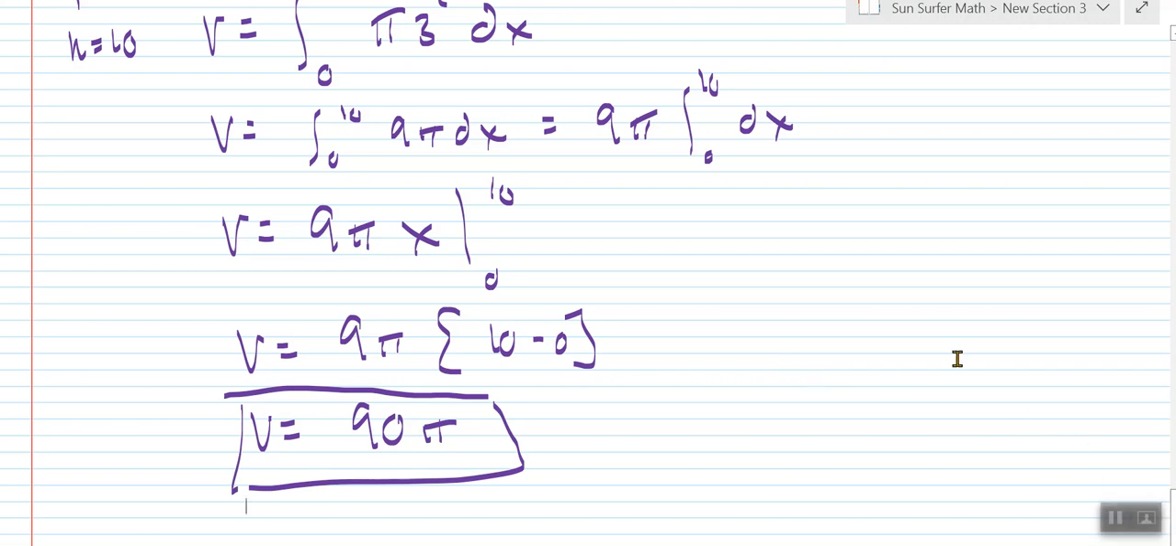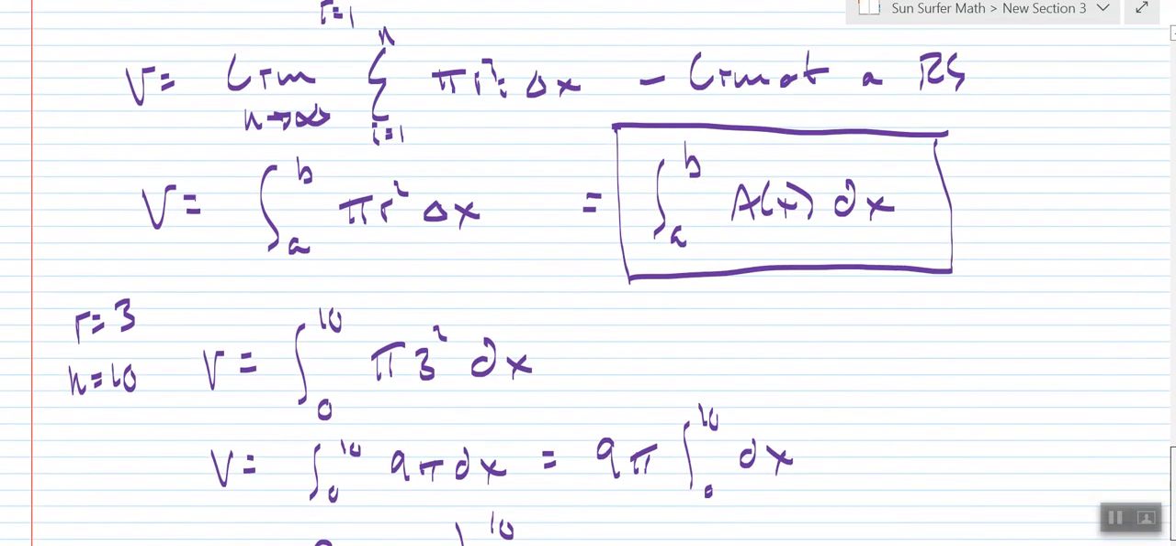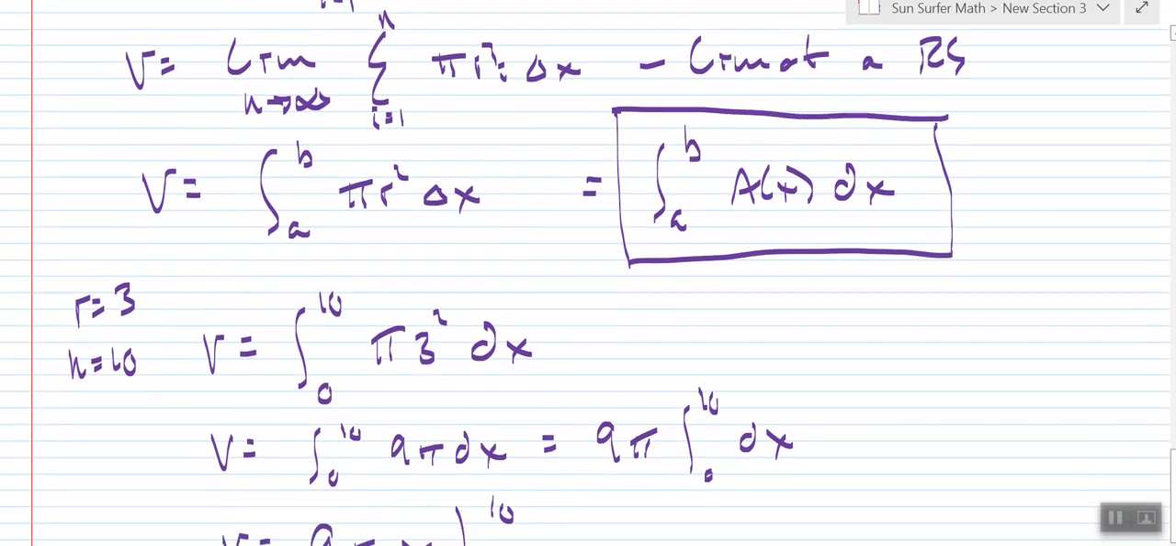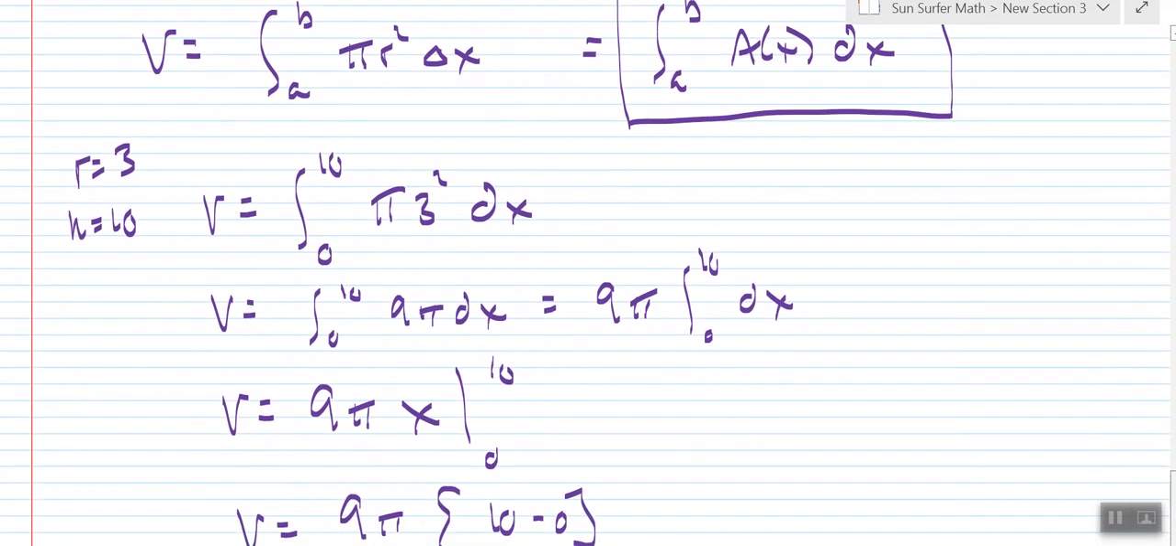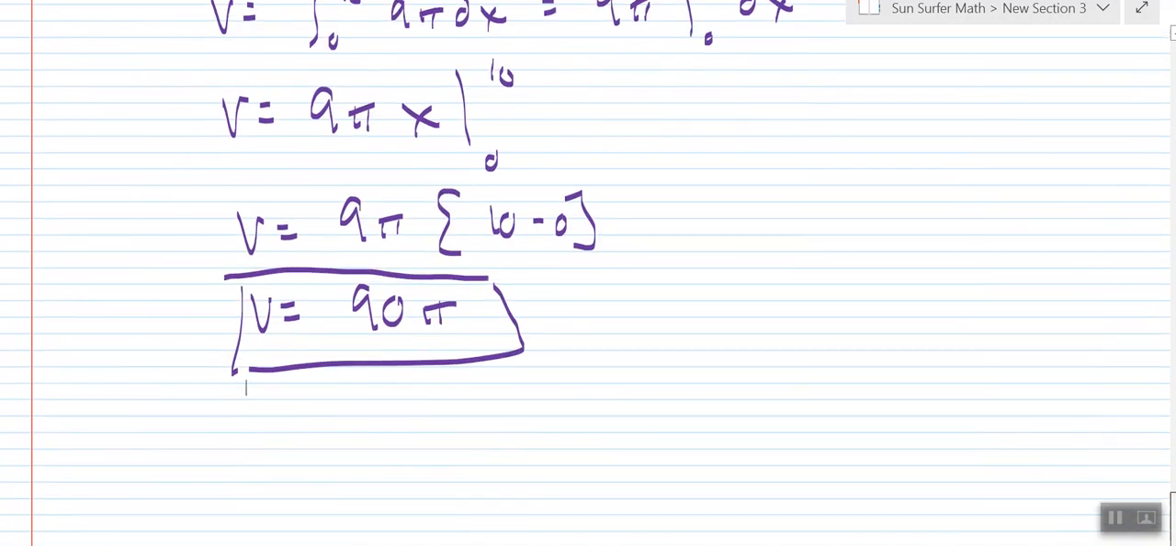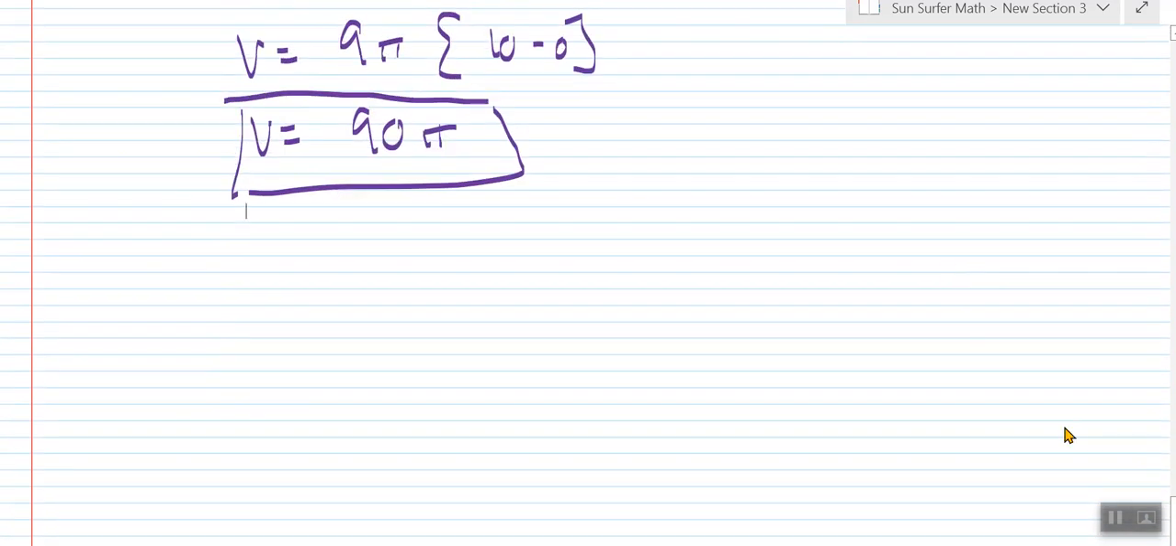Now, this is the basis of the slicing method. This problem wasn't particularly difficult, but what will make it more difficult is when you have a radius that is constantly changing. And so in some of the homework problems that we're going to be getting into, we're going to take a look at how to do problems where the radius is constantly changing.